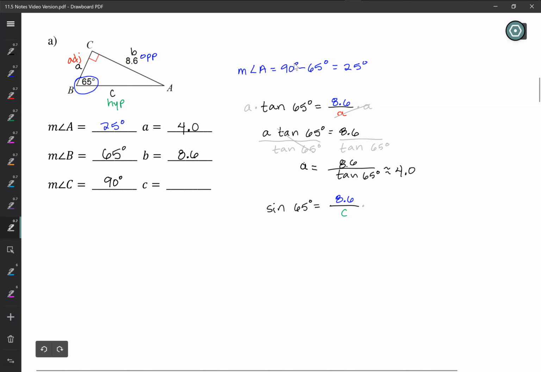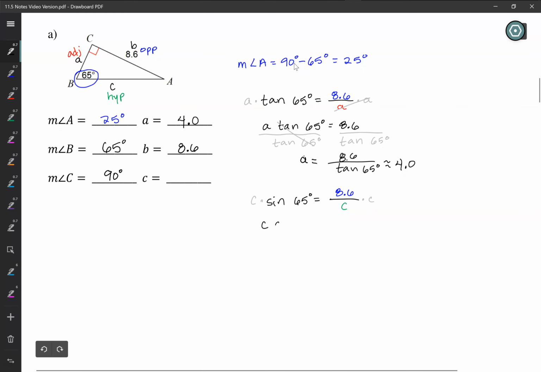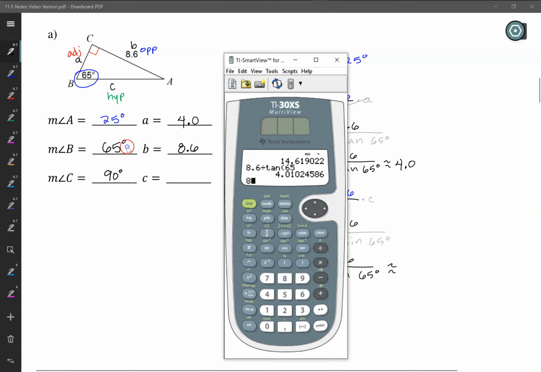C is on the bottom, so 2 steps, multiply both sides by C. You get C times the sine of 65 degrees equals 8.6. Divide both sides by the sine of 65 degrees. So C is going to be 8.6 divided by the sine of 65 degrees, which is about 9.5.